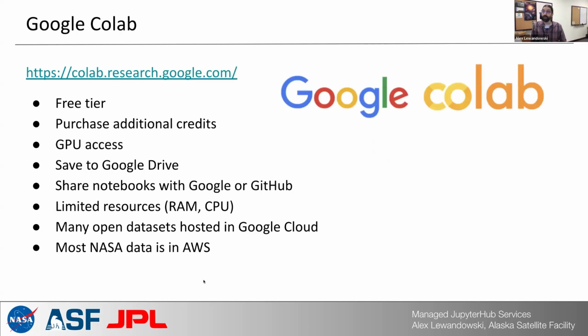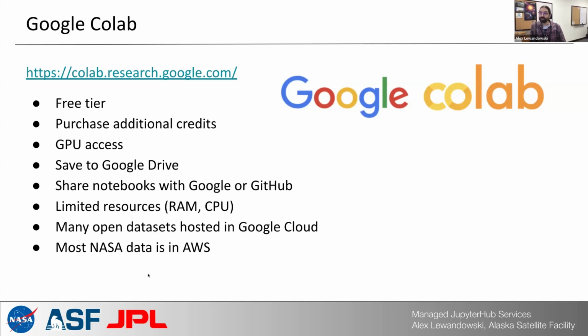Then there's Google Colab. Google Colab provides a free tier similar to Binder. You can just hop on and start running a notebook. But there's also the option to purchase additional credits. There is GPU access, I believe, even on the free tier. You can save directly to Google Drive, so there is persistent storage, and that way you can, of course, share your notebooks with Google or with GitHub. There are limited resources on the free tier, and then you can purchase additional resources.